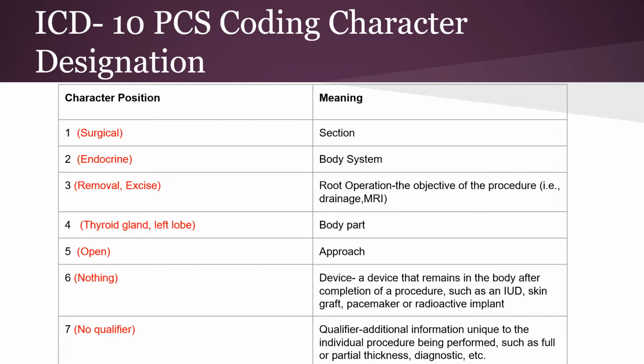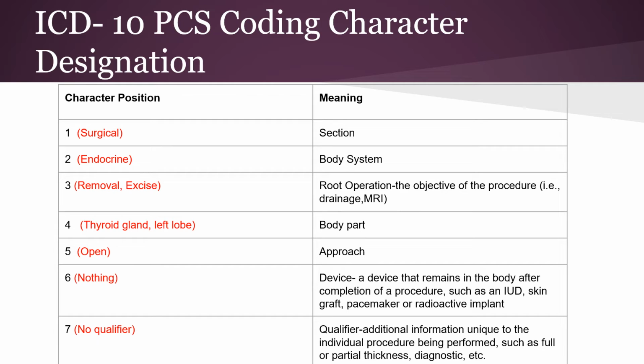In our third character position, or our meaning, we're looking for the root operation, which is the objective of the procedure, such as a drainage or an MRI. In our case with the thyroidectomy, ectomy represents removal or excision, so we're going to go with removal or excision of a thyroid. And then our fourth character position has to do with the body part. Again, we're removing the thyroid gland, and we're very specific because we know it's the left lobe. So that represents our fourth character position.